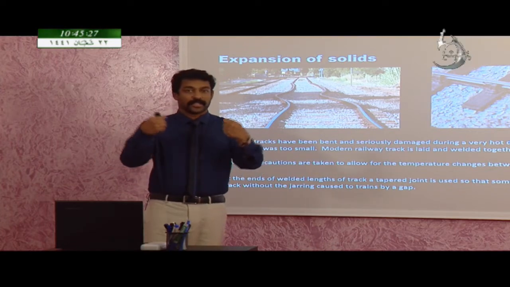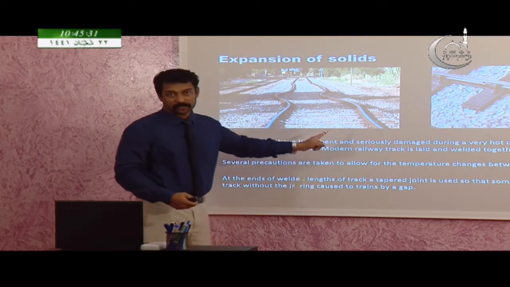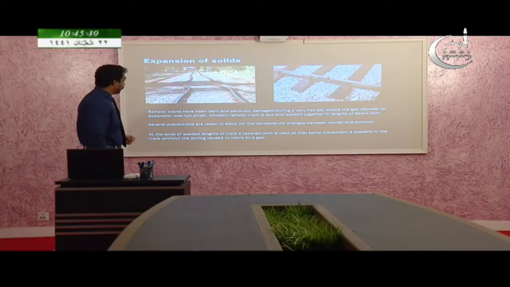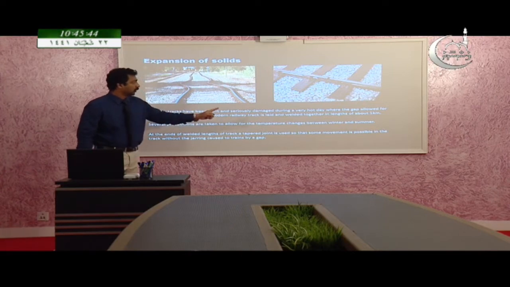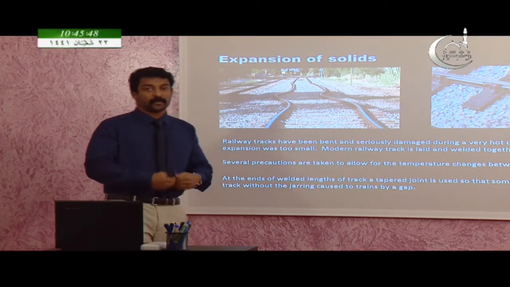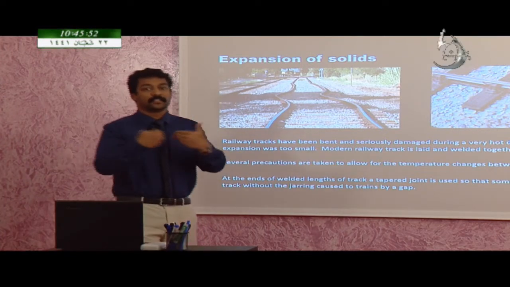Due to the expansion, these blocks cannot afford that much force. So what happened? The metal, that means the rail, started to expand, so it bent. That causes very severe damage to the system. So modern railway tracks are laid welded together in lengths of about 1 kilometer. So every 1 kilometer we weld anew.